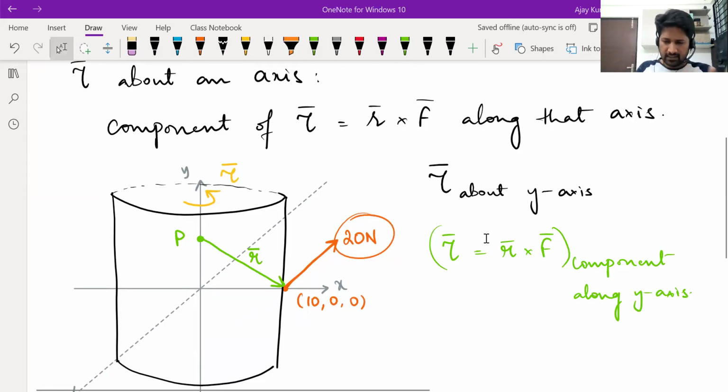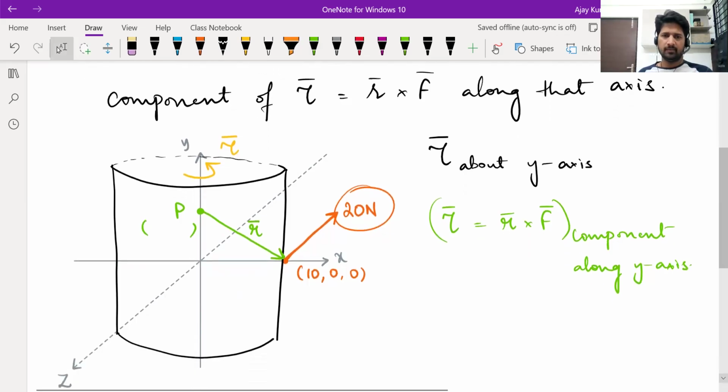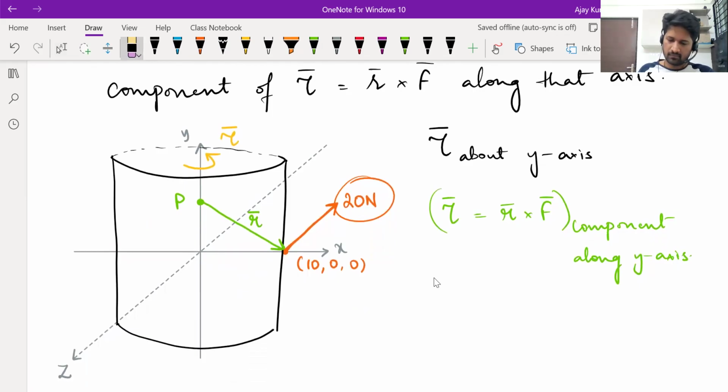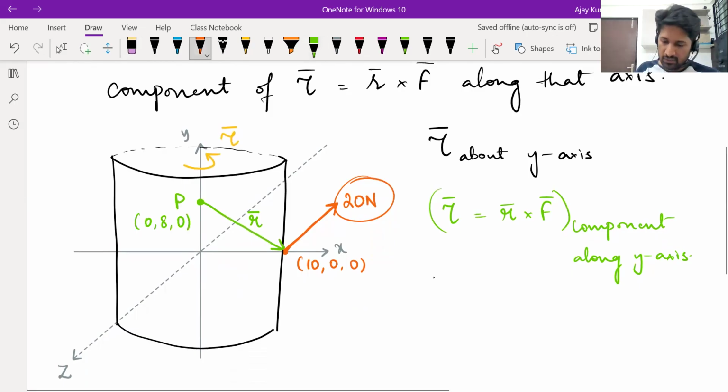Aishwarya, tell me what coordinates you wish to take for this point P. It's on the positive y-axis. Keep that point in mind and assign some coordinates to it. 0, 8, 0. You want to take 0, 8, 0. So basically we are taking a random point on the axis about which we want the torque. That point is 0, 8, 0. And the point where the force is being applied, let's call it point A. That point is 10, 0, 0.